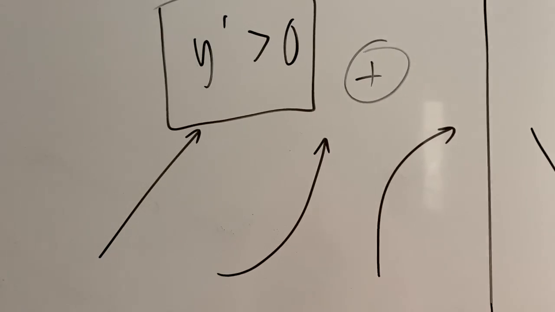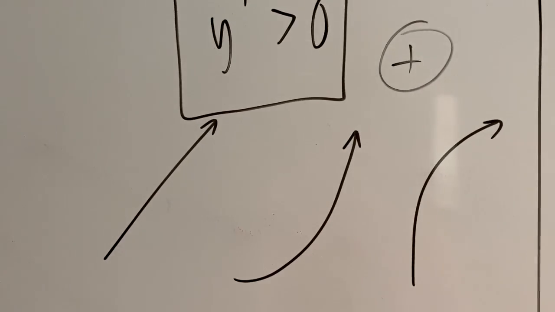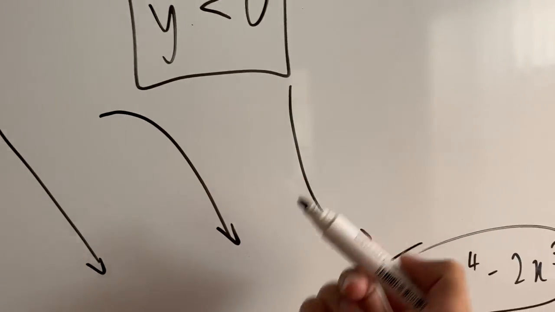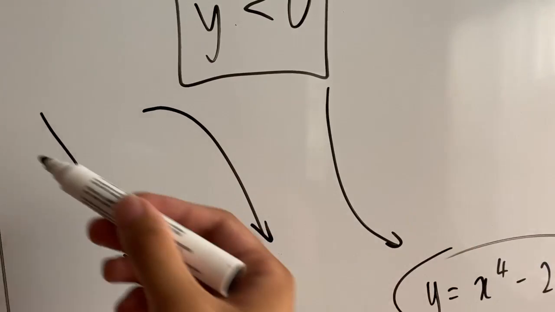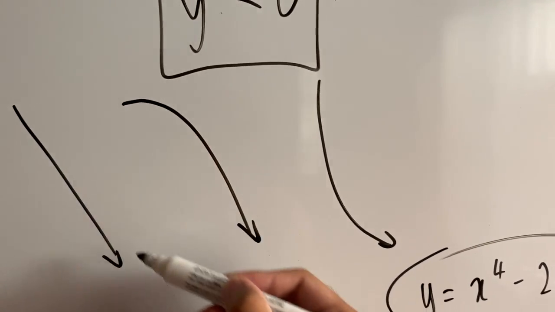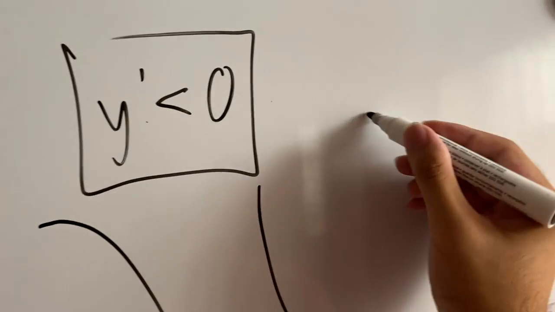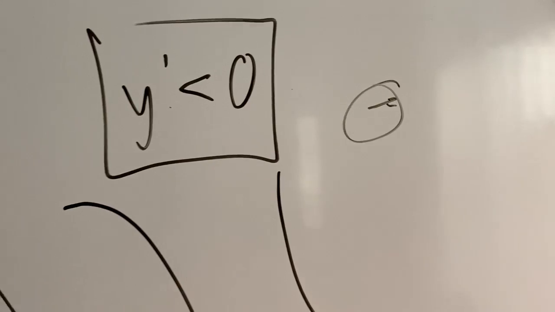Now let's take a look at another 3 lines, similar to these, but a little bit different. With these lines over here, I have a straight line, curved, curved. It doesn't matter if it's straight or curved. If it is decreasing from left to right, then y dash is less than 0, which means that y dash is going to be negative.